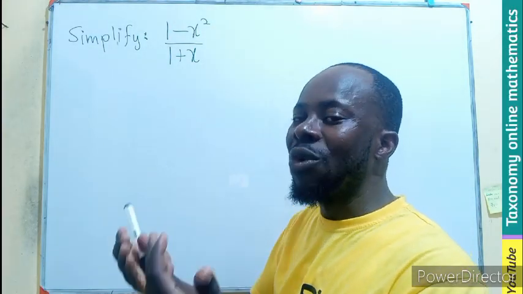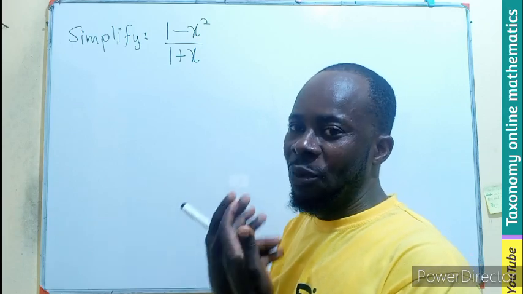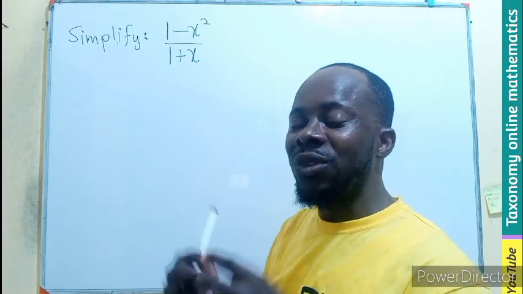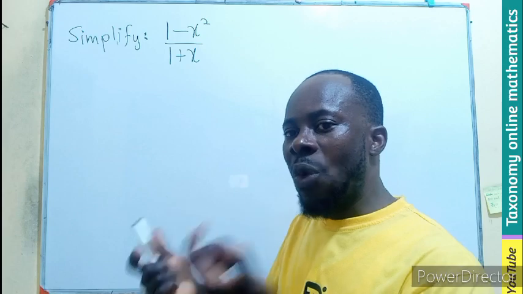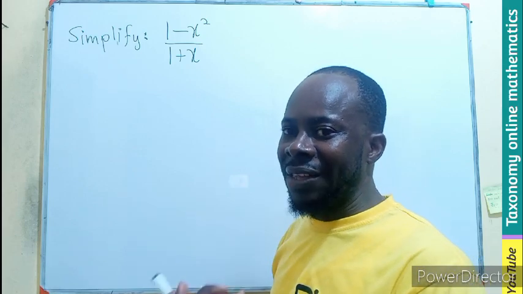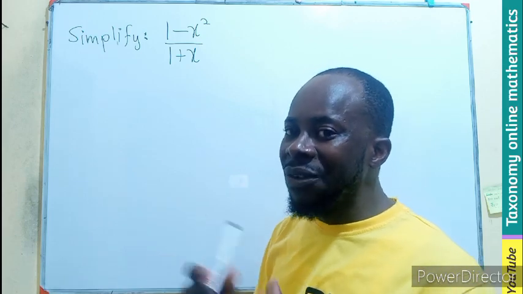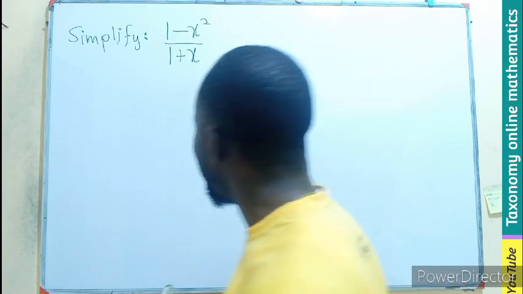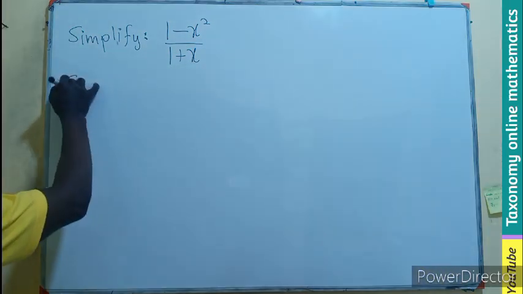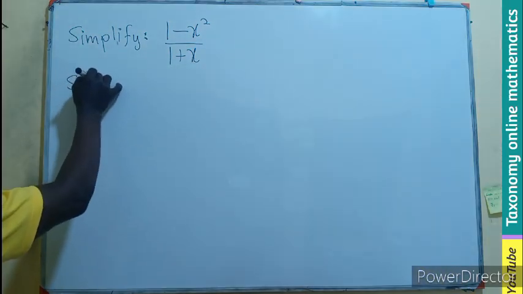So now we have to think of how we can work with 1 minus x squared to get a term 1 plus x. And I'm sure nothing comes to mind other than the difference of two squares. And you are right if we think of that. So let's see how we can easily do that.